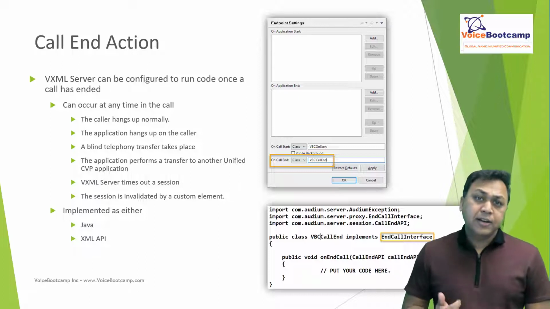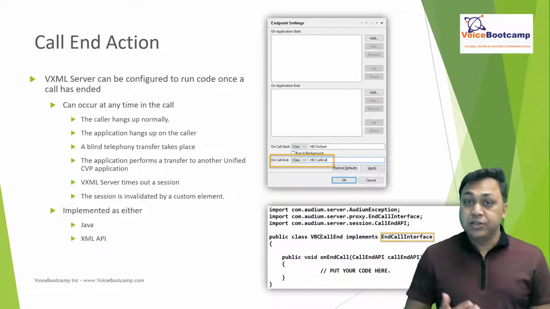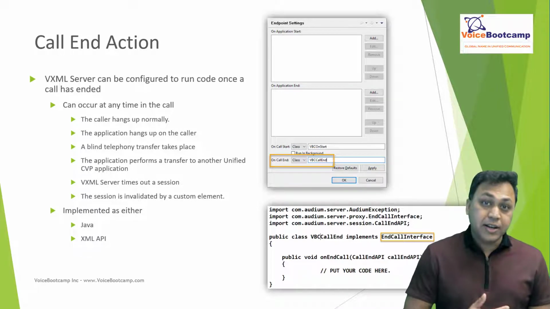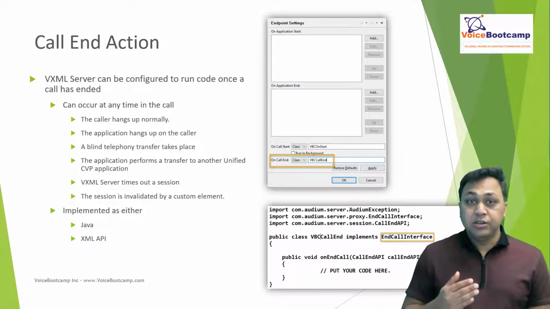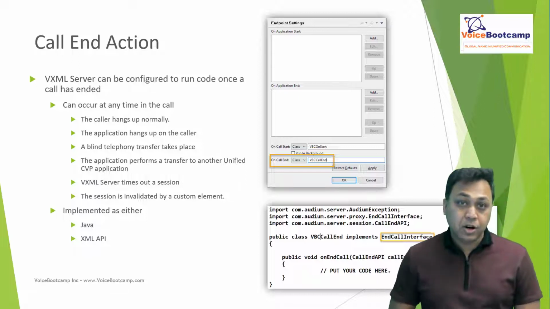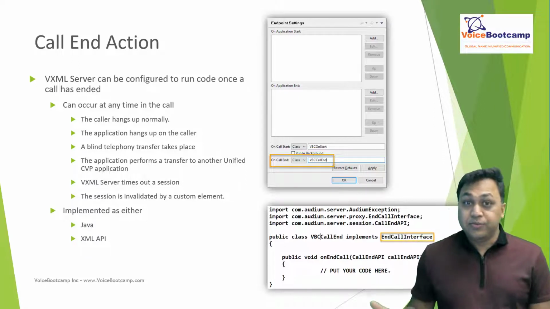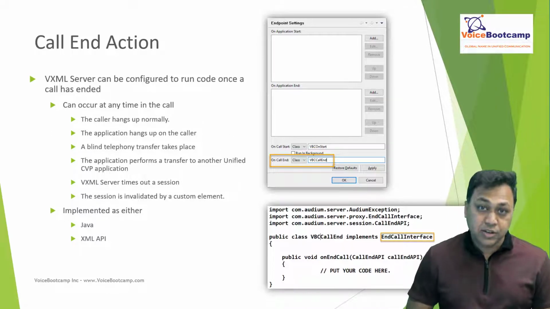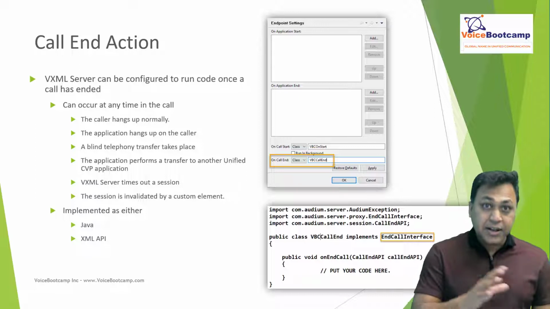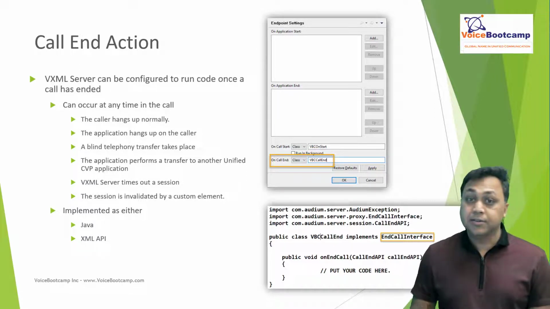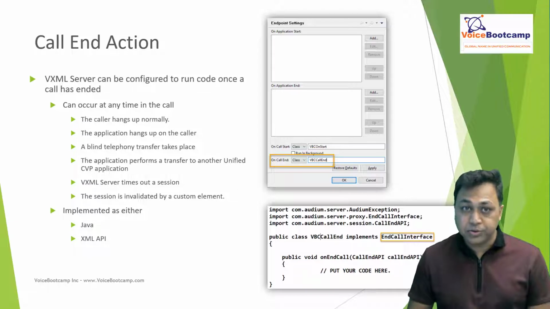The call end action can be implemented using either the Java or XML API. Now, unlike the call start action, the call end action does not have an option to perform in the background. The reason is that your VXML has already ended before your call end action starts. Whereas the call start action could run in the background while your VXML server script executes.